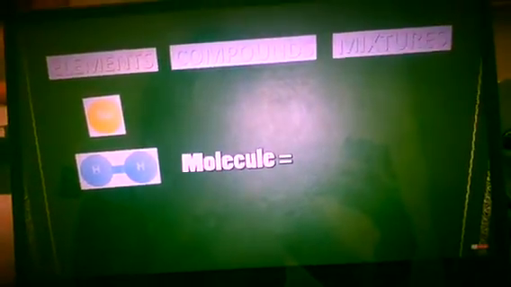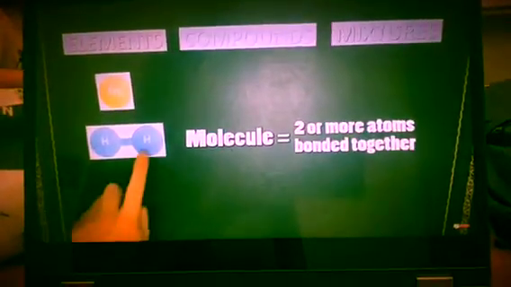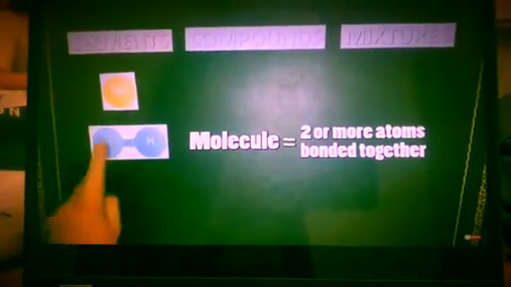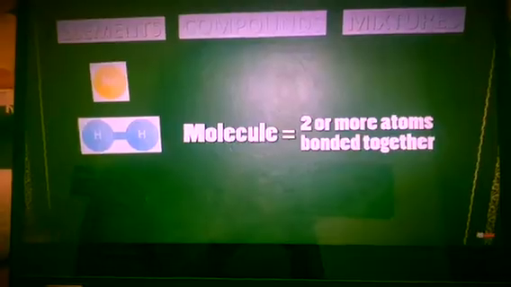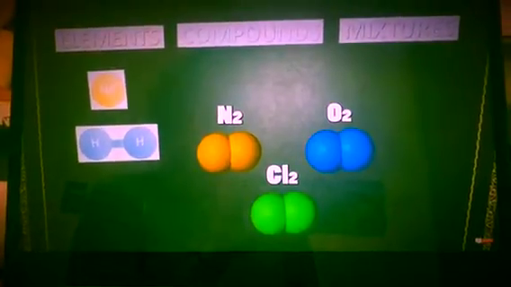Some elements prefer to hang out as a pair or as a cluster of the same type of atom, and we call these molecular elements because a molecule is when you have 2 or more atoms stuck together. So for example, hydrogen likes to hang out as a pair of hydrogen atoms, so we call that a molecular element. Nitrogen, oxygen, and chlorine also like to form pairs, so they are also molecular elements.